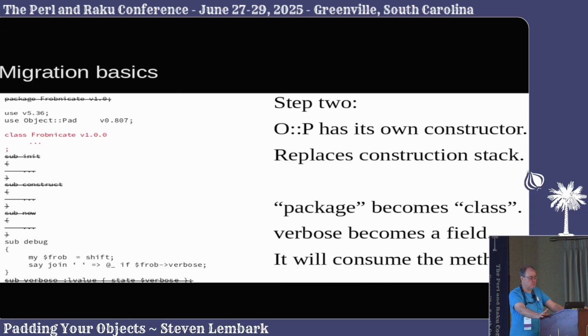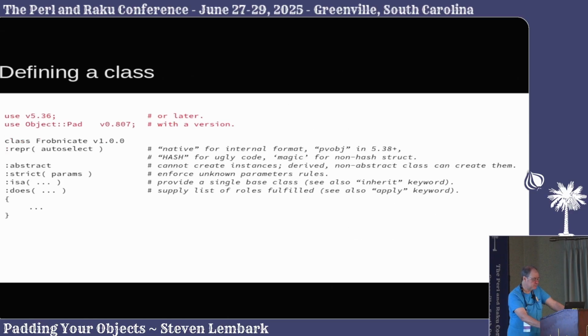The next thing that happens is your package goes away, and so does all your initialization and construction. Your new just gets wiped, and you're going to create a class. Classes can take a version number. I habitually use v-strings just for simplicity. Eventually, this method debug is going to get swallowed by the class, and your attribute won't be a function. It'll be just declared as a field.